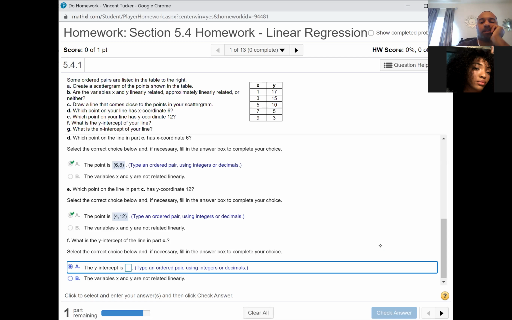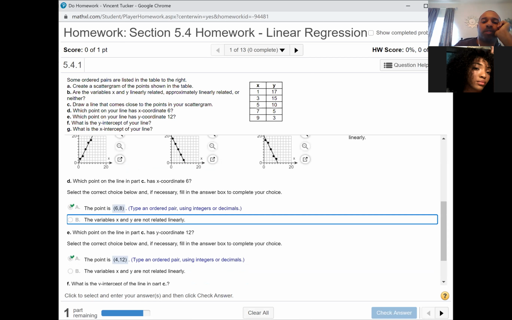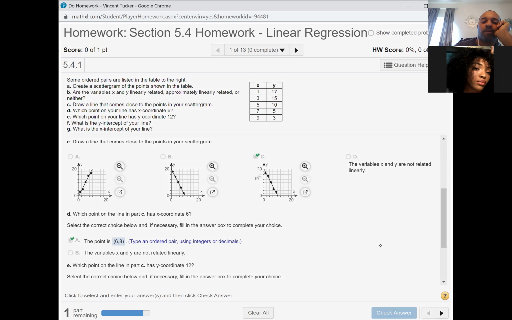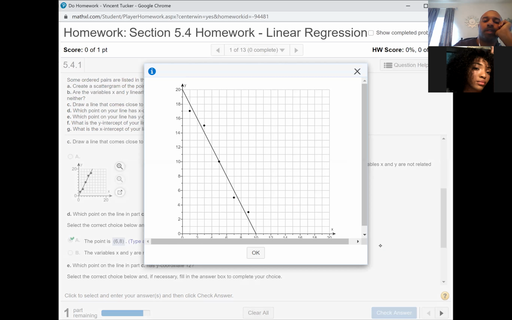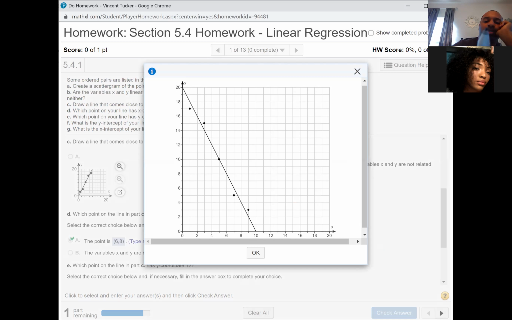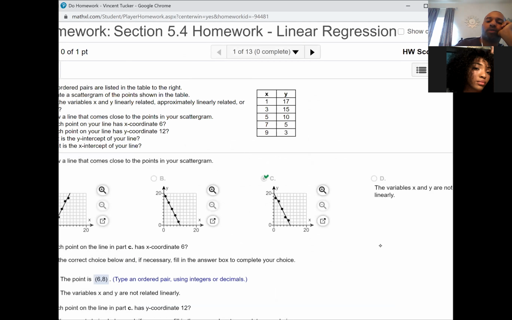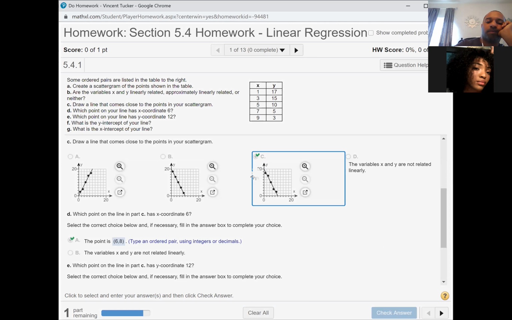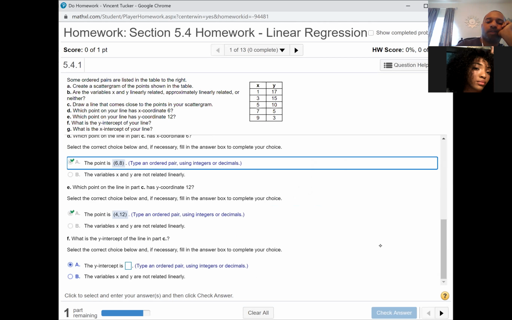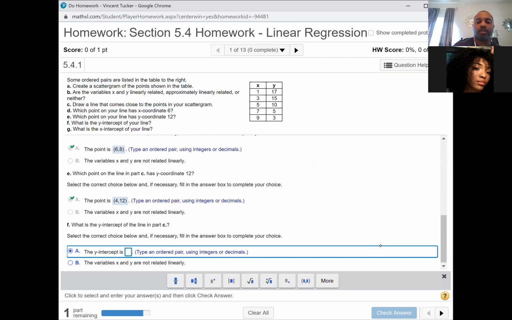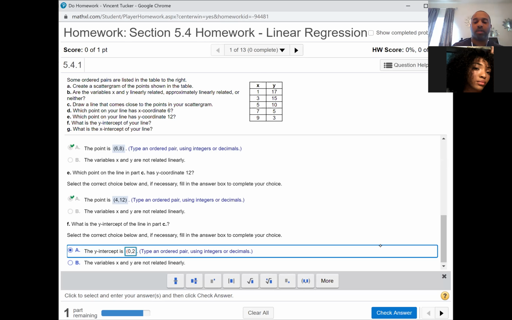All right. So for the next one, what is the y-intercept of the line? Don't forget, I mentioned before, your y-intercept is when x is equal to 0. So we go here, x is 0, right here at this far line furthest to the left, so that's at 20. So that ordered pair, once again, your x coordinate is first. So it should be (0, 20).